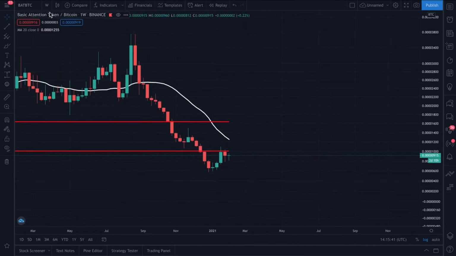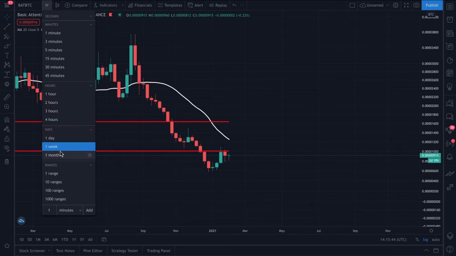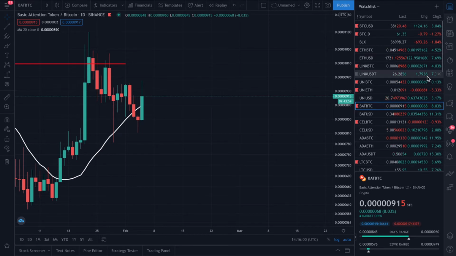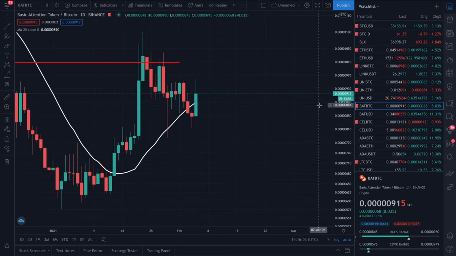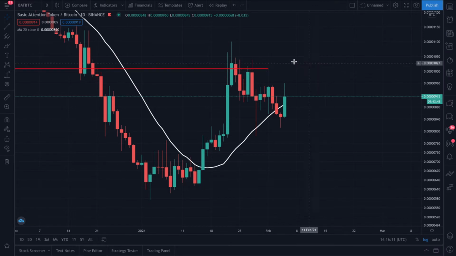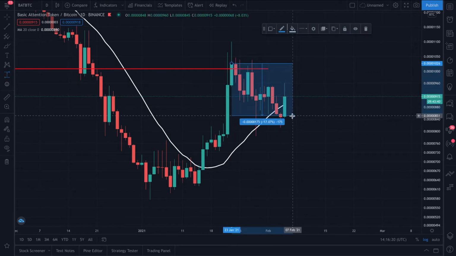Well, with Basic Attention Token, the last time we left off, I said it was in a tough spot, and it technically still is. We saw it break down past the 20-day when it closed at 844 sats, and we saw a move up. But I would also attribute that the rest of the market's also moving up, so it was likely that the Basic Attention Token would also get some of that liquidity. And now we see the price move back up to 900 sats. We got rejected at the highs of 1,000 sats, and we dropped, day after day, down 16%.